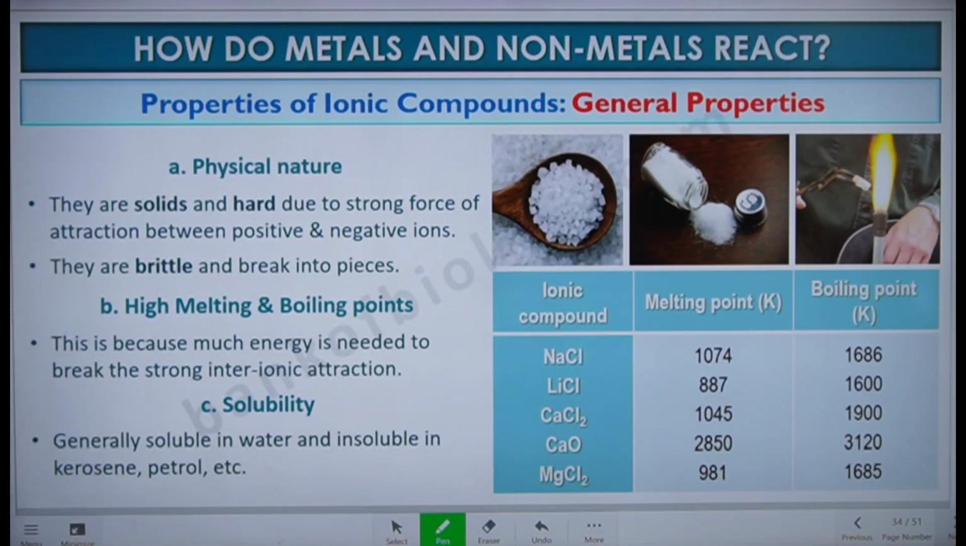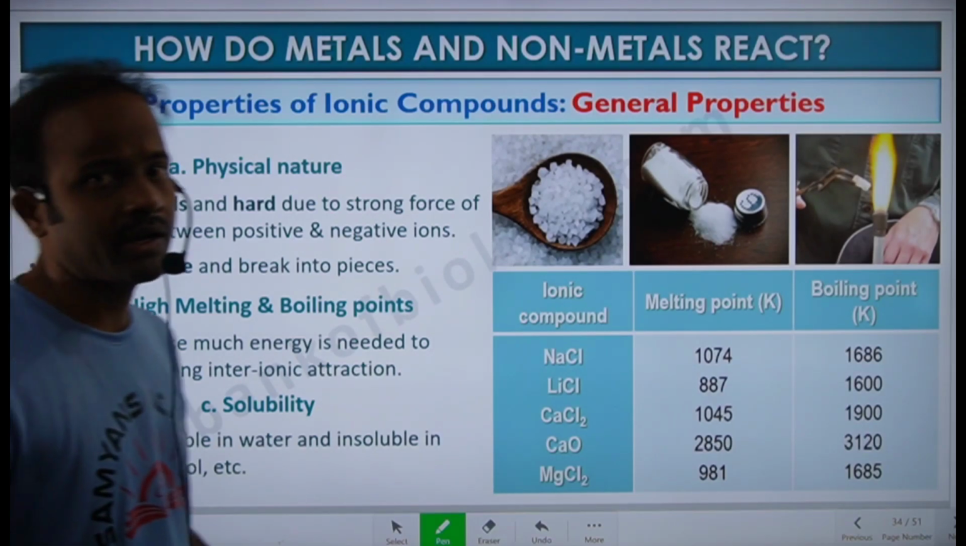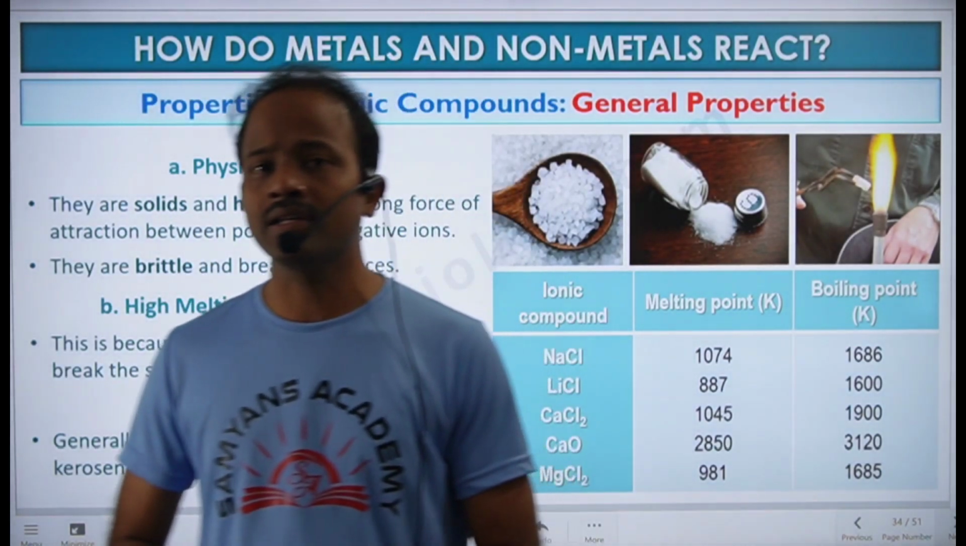Properties of ionic compounds: here we are discussing the physical nature. They are solids and hard due to the strong force of attraction between positive and negative ions. One more property is that they are brittle and break into pieces. The physical nature of ionic compounds: white color, solid, crystalline.